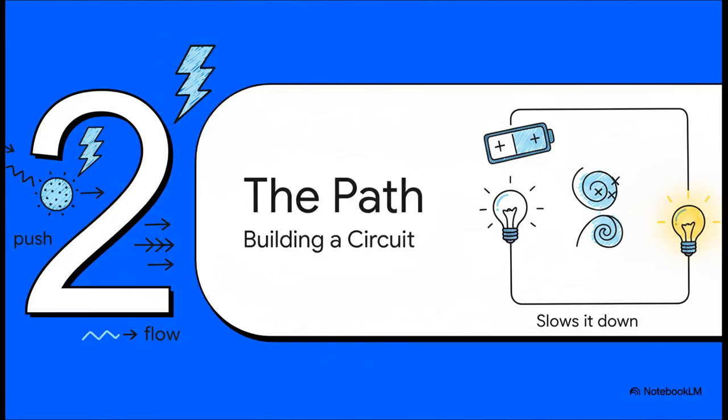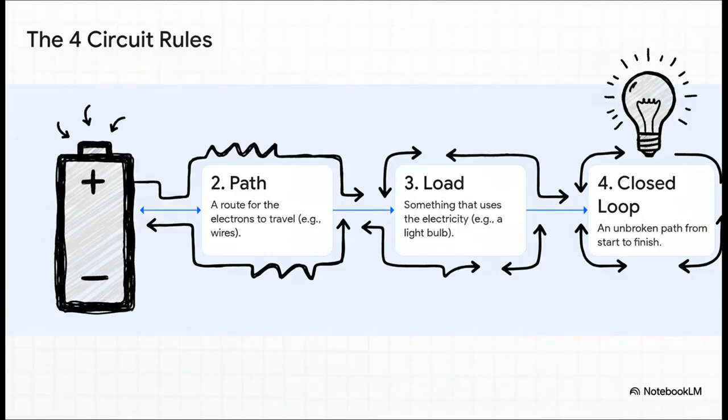Okay, so we've got the push, the flow, and the thing that slows it all down. But none of that is useful if the electricity has nowhere to go. To actually do some work like power a light bulb, it needs a complete path to travel on, and we call that path a circuit. Turns out, every single working circuit has to follow these four rules. It's like a recipe. You need a power source, like a battery, that's your push. You need a path, which is usually wires. You need a load, that's just the thing that's doing the work, like a light bulb. And finally, and this is the most important one, you need a closed loop. The path has to be a complete, unbroken circle from start to finish.